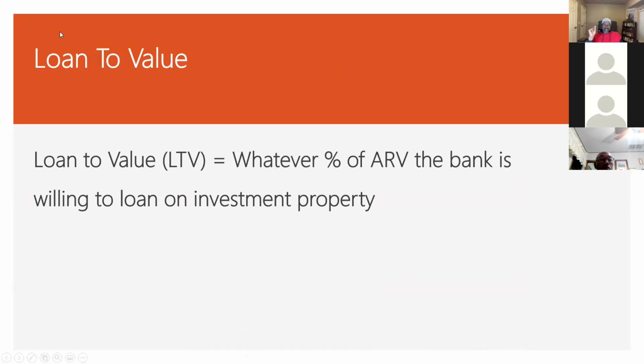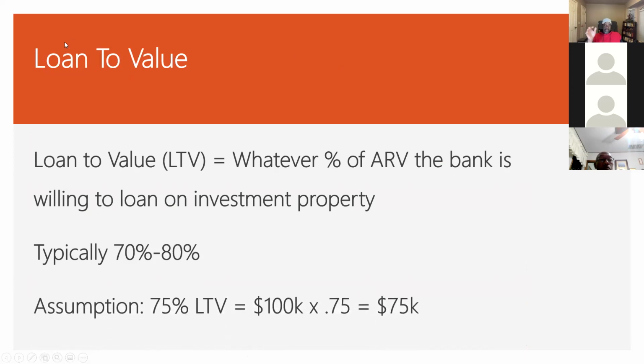On the loan to value, it's whatever percentage the bank is willing to loan. I've already said the banks are normally only willing to loan 75 or 80% of whatever the ARV. Again, 70 to 80%, it's normally 75 to 80%. In our assumption, we're going to say the bank's going to loan us $100,000.